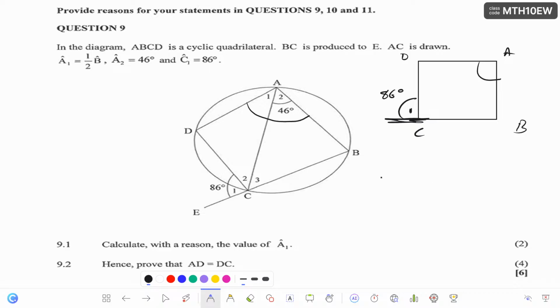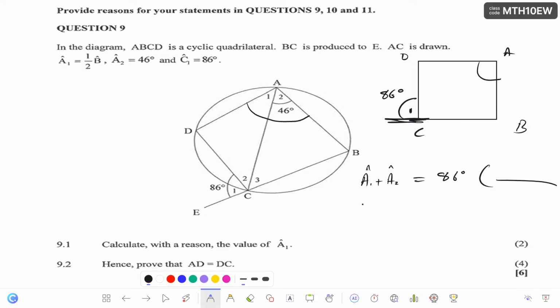So the first thing that you need to do is to say A1 plus A2 is equals to 86 degrees. The reason I'm saying it's a cyclic angle in a cyclic quad, exterior angle of a cyclic quad. Then after that, you're going to say what?